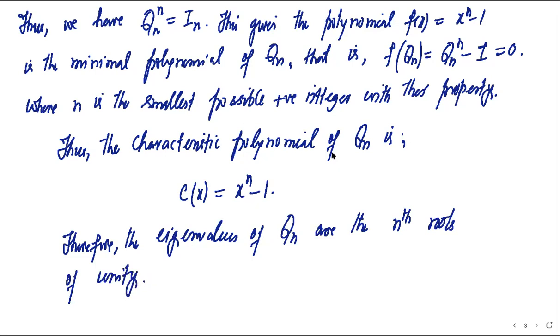So therefore, we have obtained the roots of this full cycle permutation matrix. And we have seen that its eigenvalues are the nth roots of unity. So now we will compute the eigenvalues of the cycle Cn.